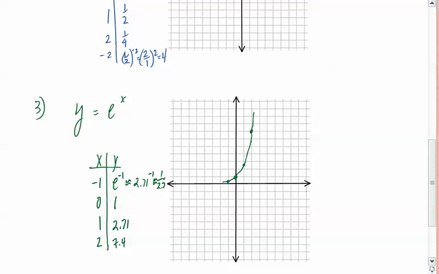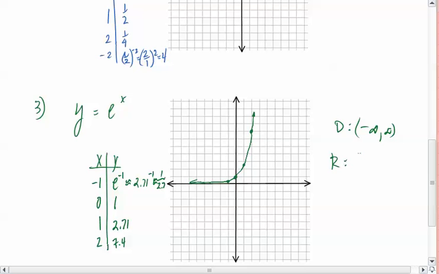Now we're going to see later on that e is connected to natural logarithms. That's going to continue to approach a height of 0. So let's talk about the domain. The domain is -infinity to infinity, and the range again is 0 to infinity.